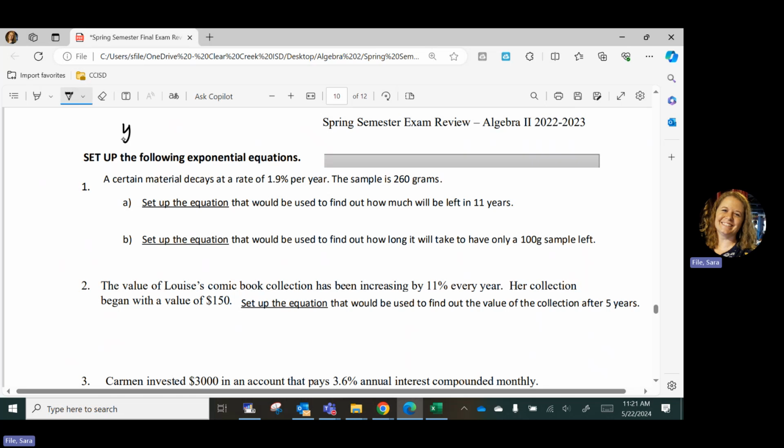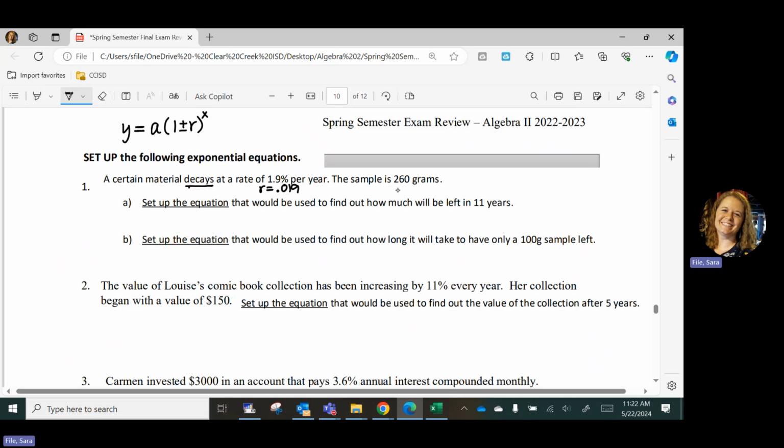So you have your initial amount, whatever it is, we call that A, and then your base rate is always 1 plus or minus whatever R is, your rate. Okay, if it's increasing, it's plus. If it's decreasing, it's minus. And then it's to the power of X. Okay, so this is exponential growth and decay. So this one is decay, so it's going to be a minus. Our R is going to be 0.019.